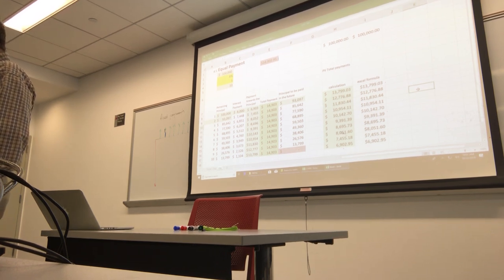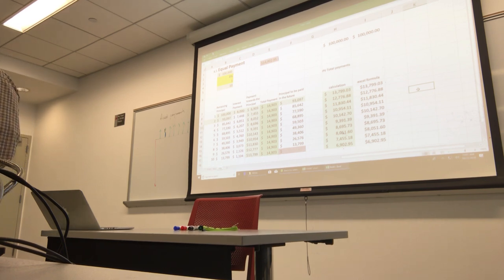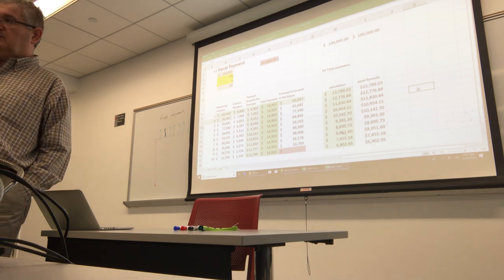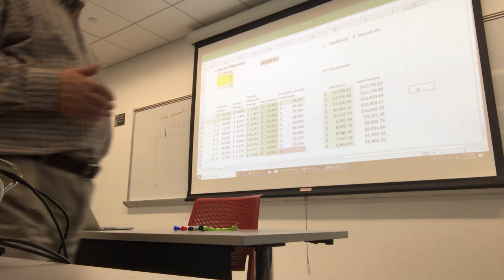The third type of loan, which is the most common, is when I have to pay the same total amount throughout all these years. But if it's the same total amount through all these years, then the split between the interest and the principal payments is different. Is this clear?